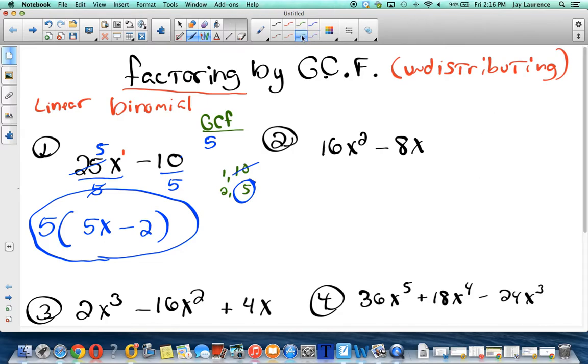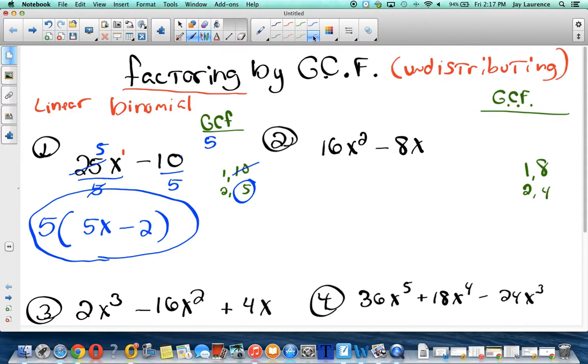All right, let's try this again. We've got 16x squared minus 8x. So I'm going to go looking for the GCF. I like to take the smaller of the two or three or five or however many numbers there are. This is a quadratic binomial, right? It's quadratic because it's the second power, and there's two terms, so it's a binomial. So I'm going to list the factors of 8. I'm going to have 1 and 8, and then 2 and 4.